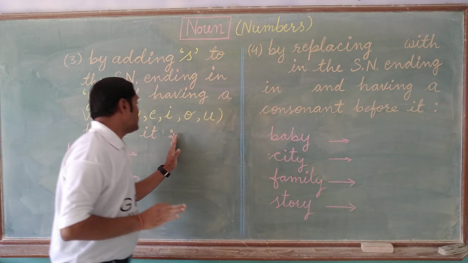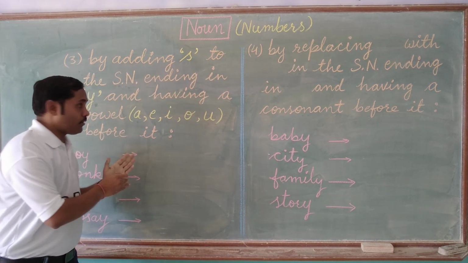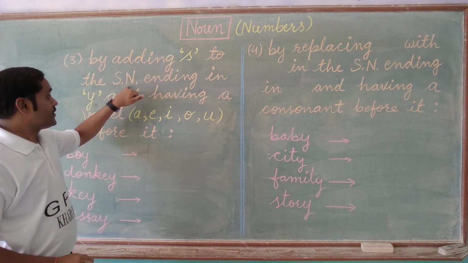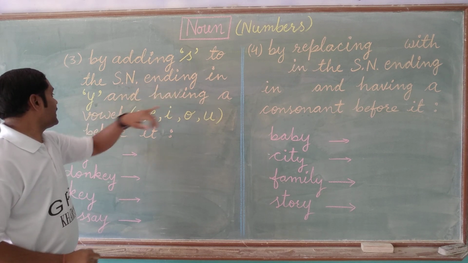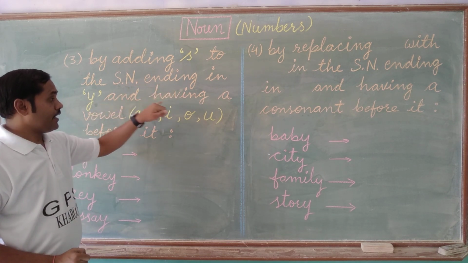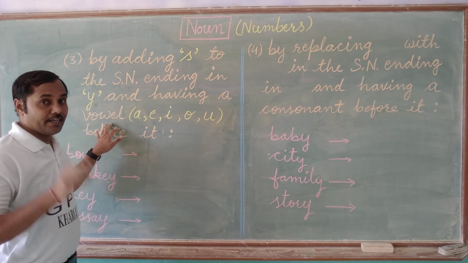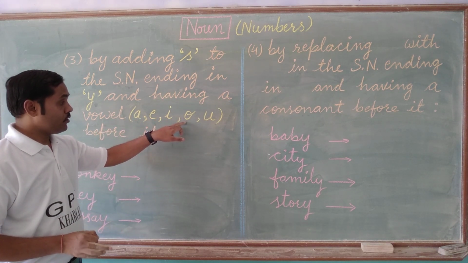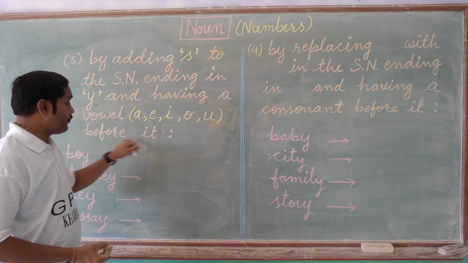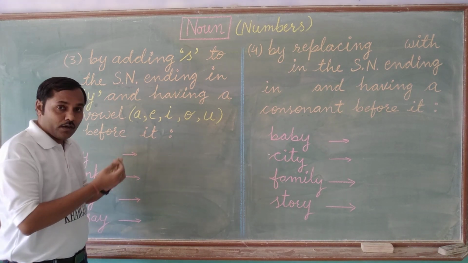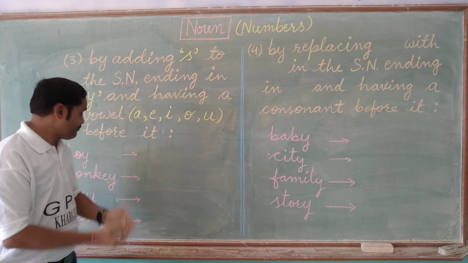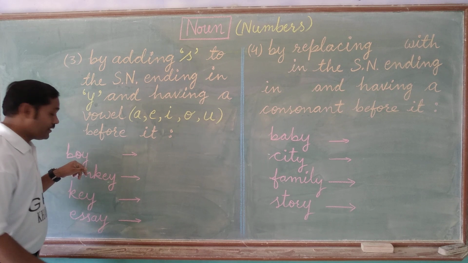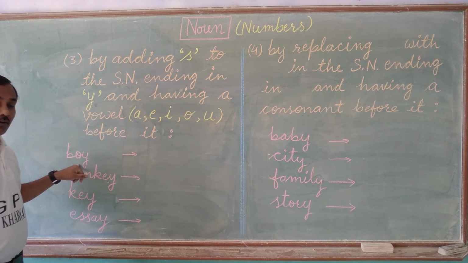Okay. Now come back to the topic. By adding S to the singular noun ending in Y and having a vowel, A, E, I, O or U, before it. Before it means just one step before Y. Let's try to understand by example. Boy. Do you know the spelling of boy?